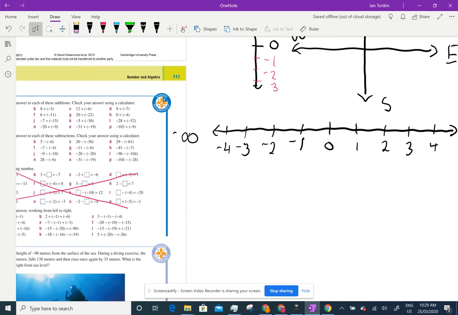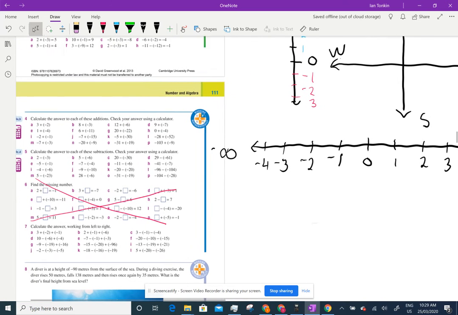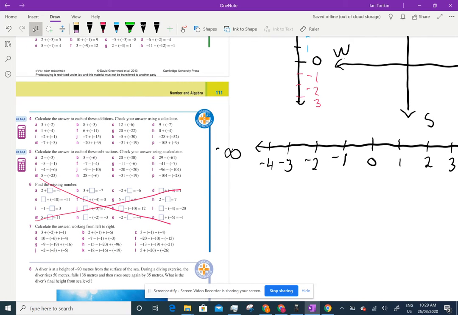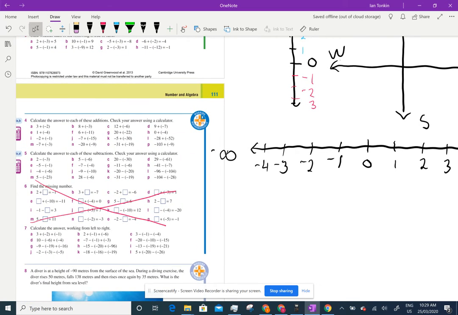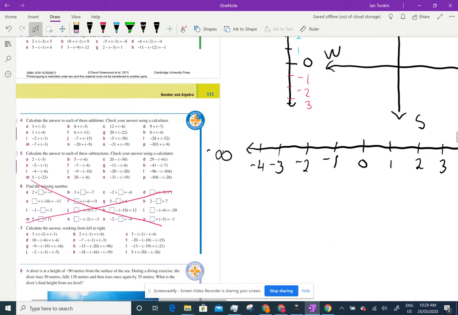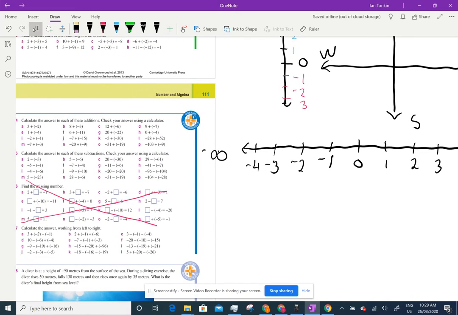So what you do now is when you're doing these calculations, let's have a look at the first one. I'm going to do the first 2 columns because they're small numbers, and then I'm going to do the last 2 columns, and I'm going to use a number line in my head. That's what we do in mathematics. You can use a concrete example, but what we want you to be able to do is use it in your head.